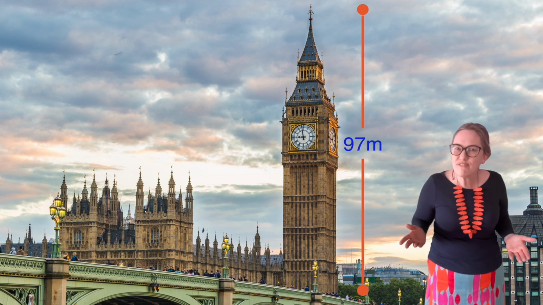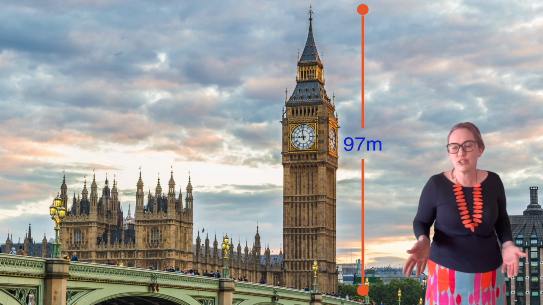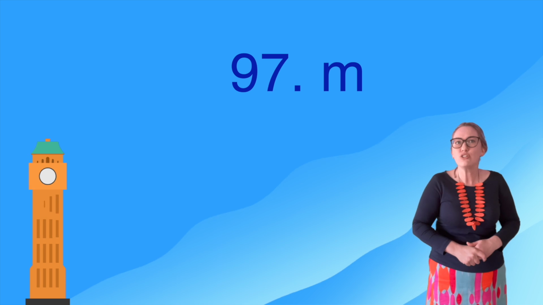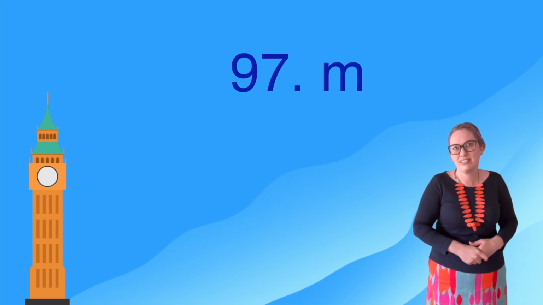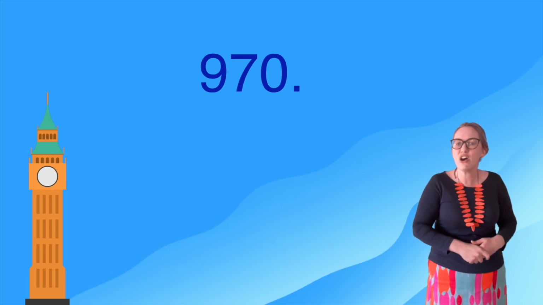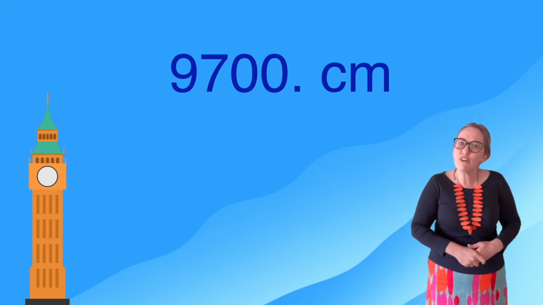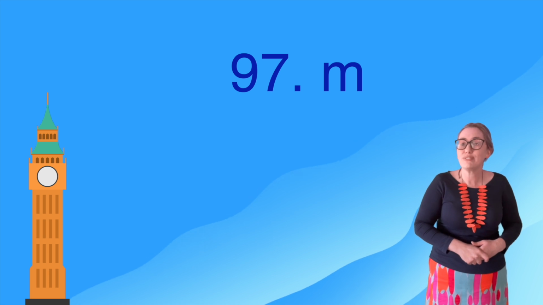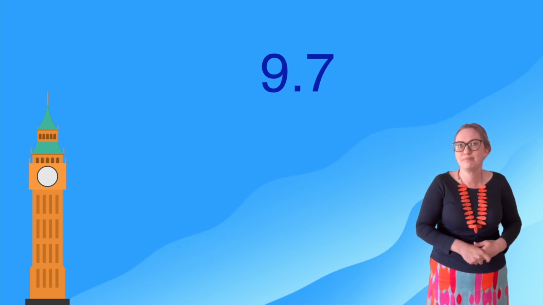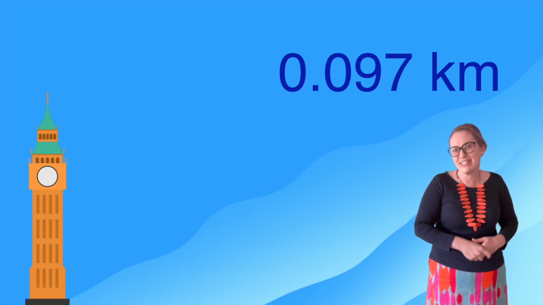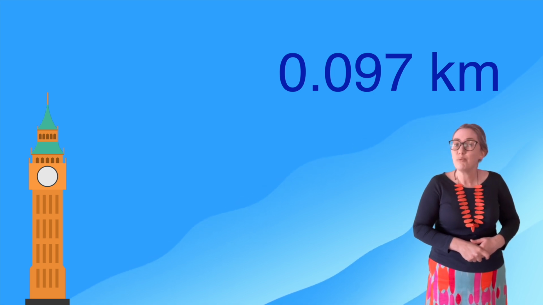We are getting good at converting now, so you'll know that to convert metres to centimetres, we move the numbers 2 places to the left. Now we have 9,700 centimetres. To convert metres to kilometres, we move the numbers 3 places to the right. This shows 0.097 kilometres. We have time for one last stop.